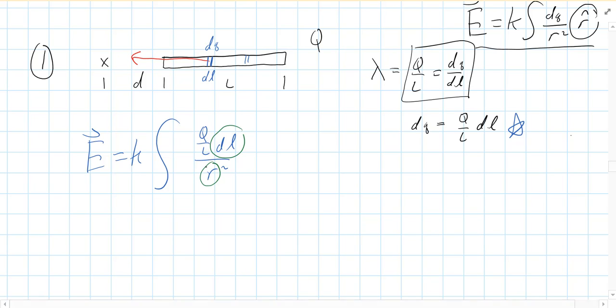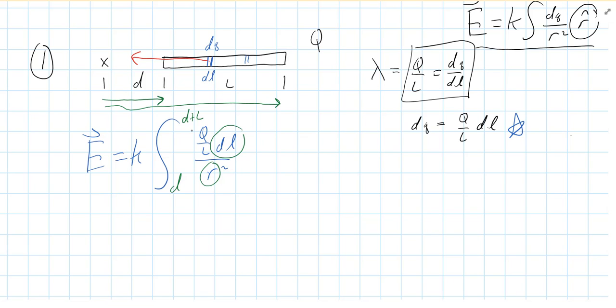So what does radius vary from? In other words, where does a charge exist relative to our point? So we are standing here. The charge starts how far away from us, and the charge ends how far away from us. In other words, what's the starting radius and what's the final radius? Well, the starting radius is d. The final radius is d plus L. So that's your limits. That's where the charge exists.